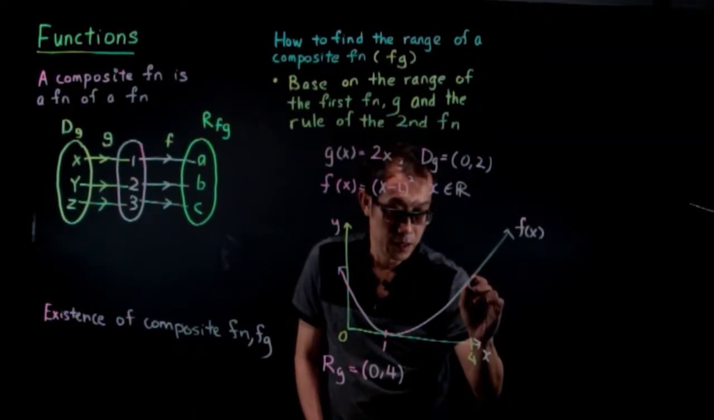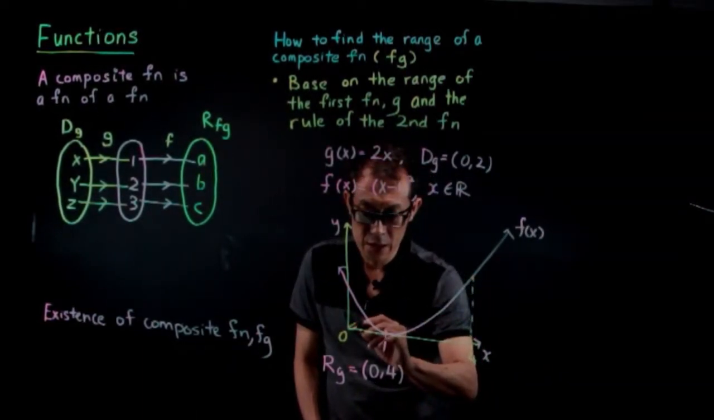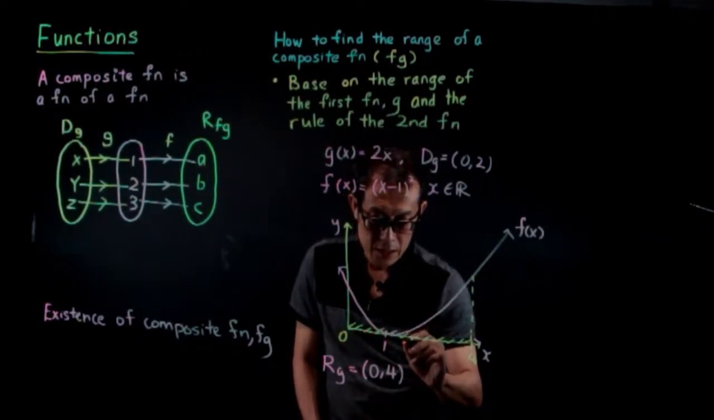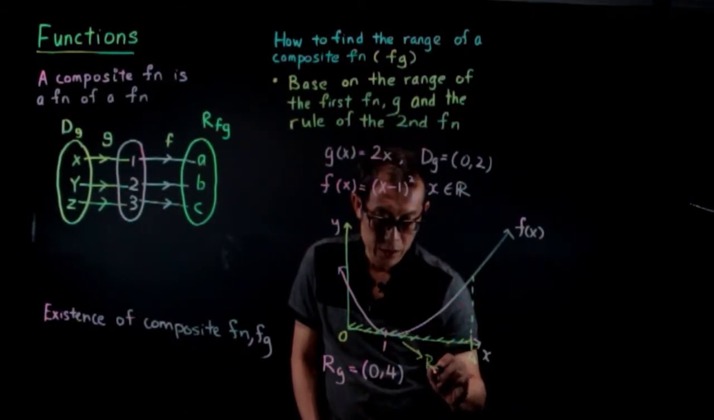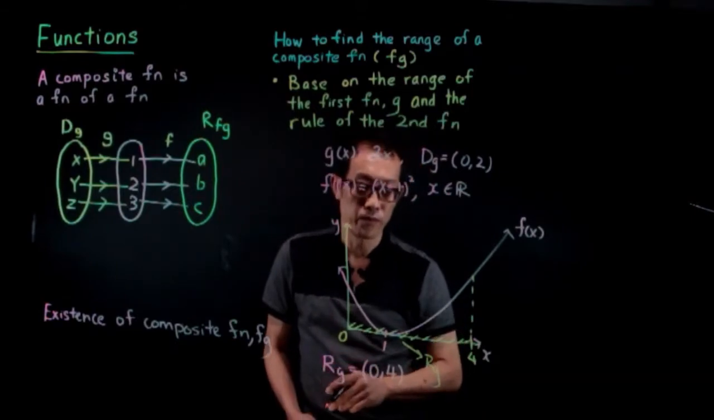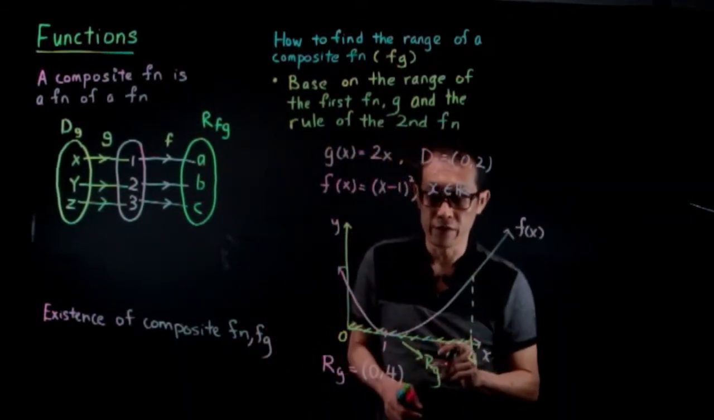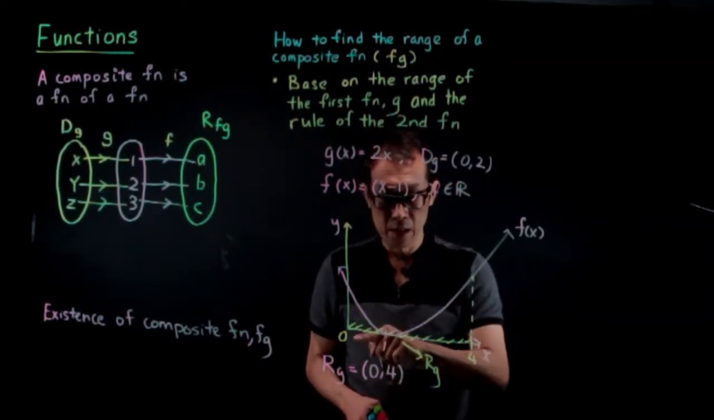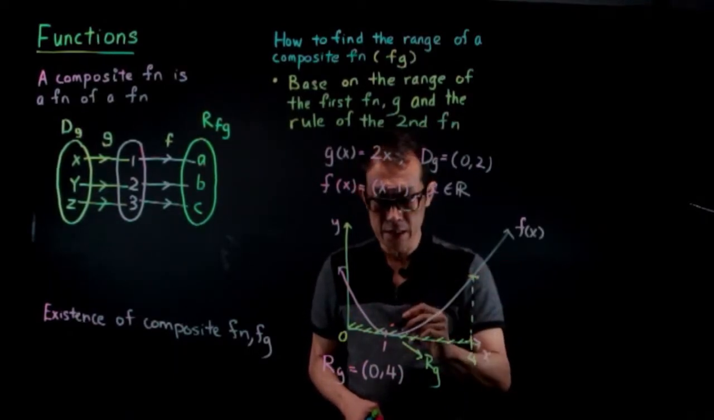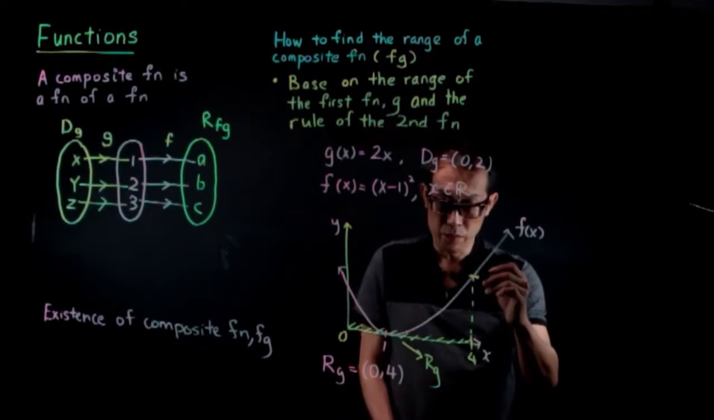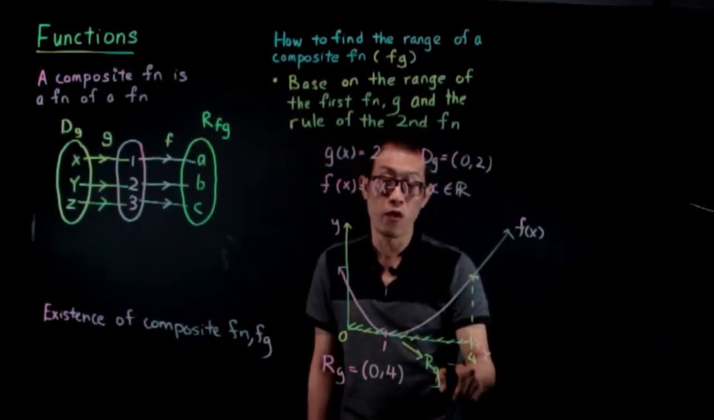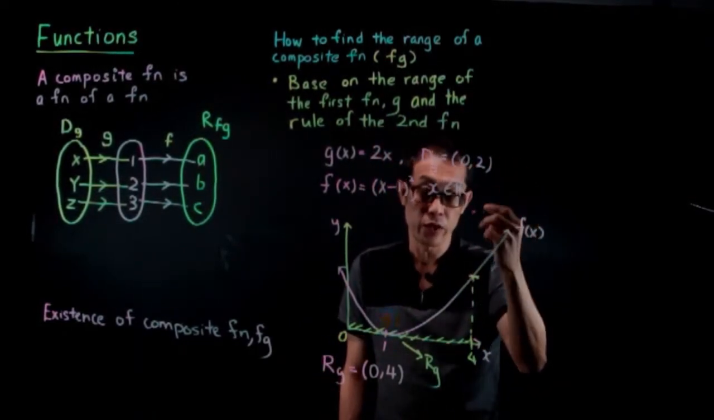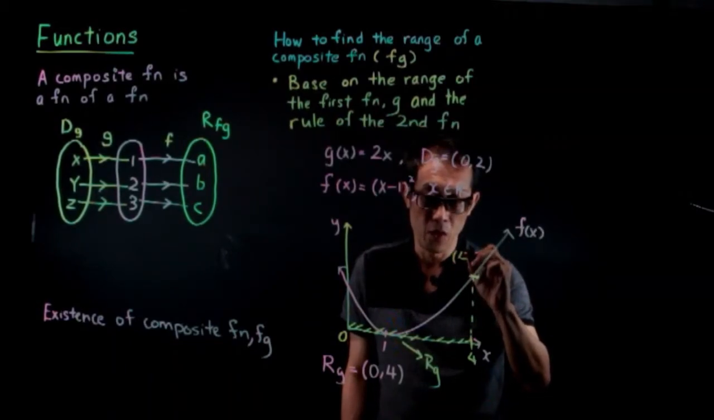So what is this part? This is the range of g. Now you put the range of g into f. What is the output? Now you look at it. What is this point? This is the highest point and this is the lowest point. So what is the coordinate of this point? This is 4, so you put 4 inside here. So this is 4 minus 1 is 3, 3 squared is 9. So this point is 4, 9.